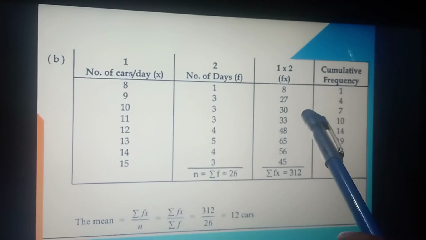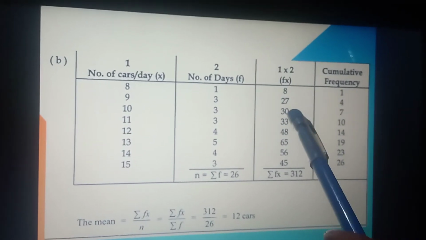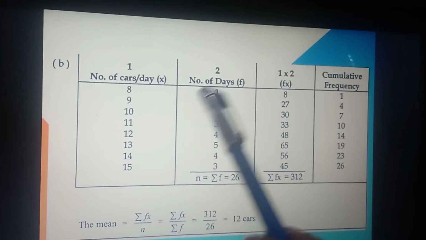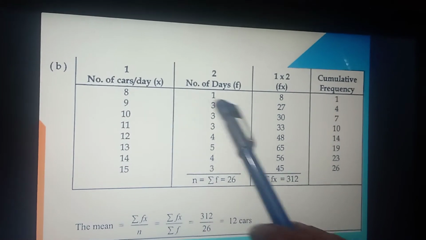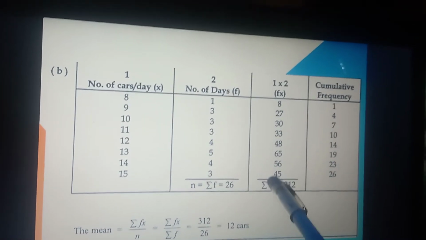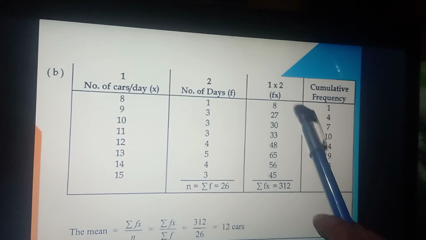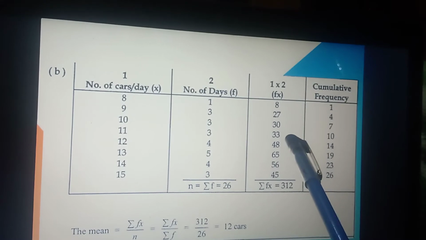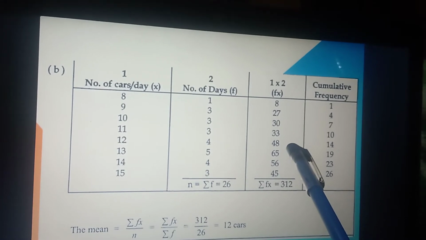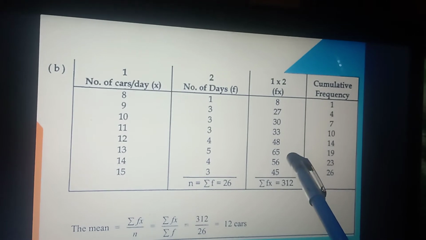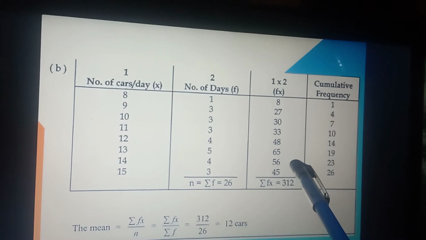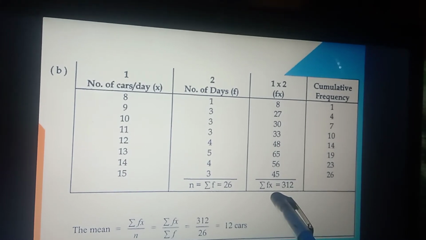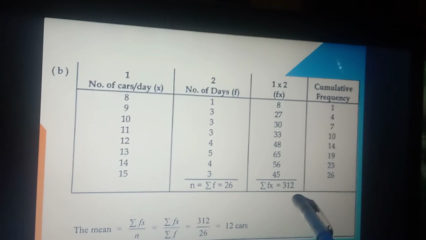Now the second step, as we did earlier also: the frequencies and the number of cars, the x values, will be multiplied. One by one we multiply them and fit them in the fx column. 8 into 1 is 8, 9 into 3 is 27, 10 into 3 is 30, 11 into 3 is 33, 12 into 4 is 48, 13 into 5 is 65, 14 into 4 is 56, 15 into 3 is 45. So sigma fx, the total of the series, is 312.